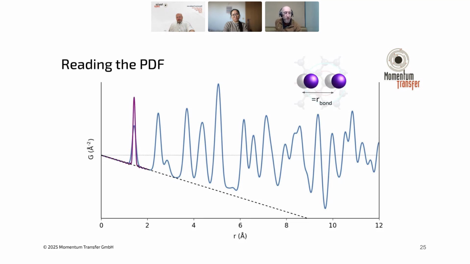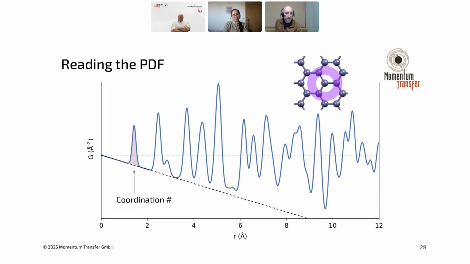If I look at nearest neighbors and I move an atom, then my neighboring atom will tend to move with me, and this is called correlated motion. This actually leads to a sharpening of the distribution. And you can imagine if I move anti-correlated, then this would result in a broadening of the distribution. As I said before, the integral of that peak is related to the coordination number.